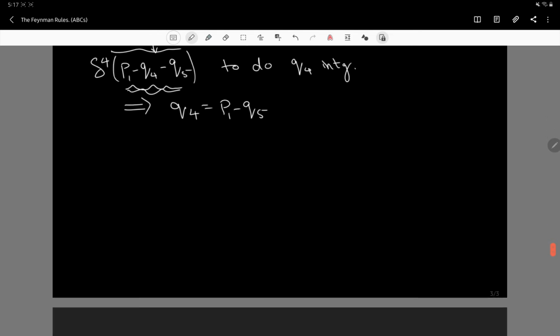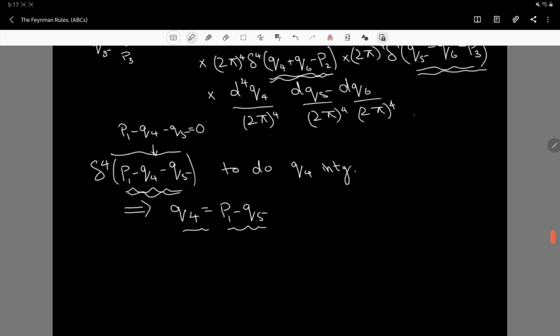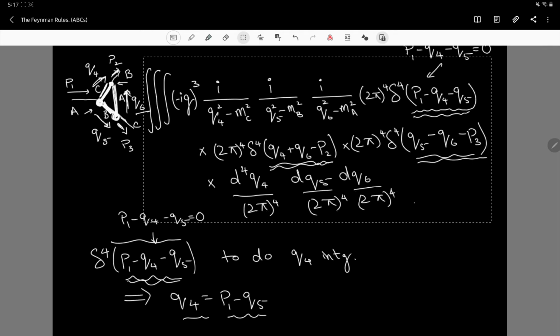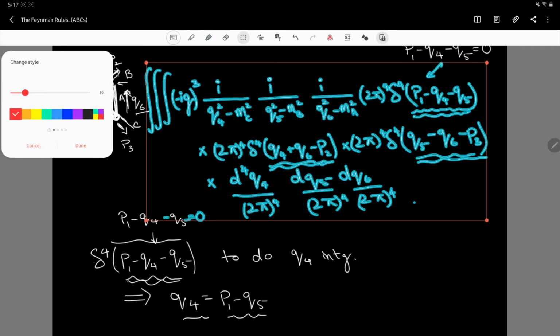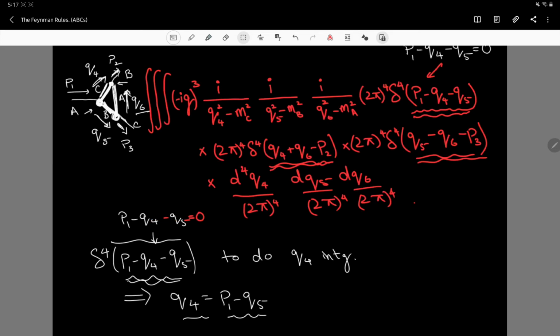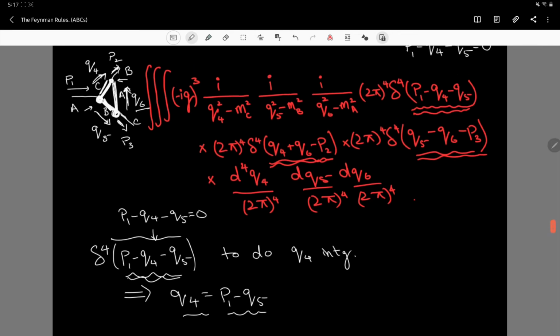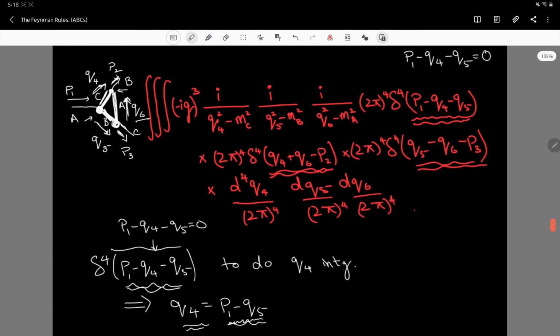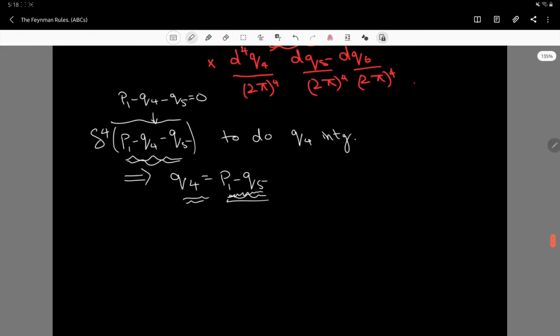Now what I do is replace this q4 with this expression everywhere in this integral. Let me make the integral we have to evaluate red, and keep the rest normal. So this is the integral that we have to evaluate, in red. Wherever we find q4, we just replace it with p1 minus q5.